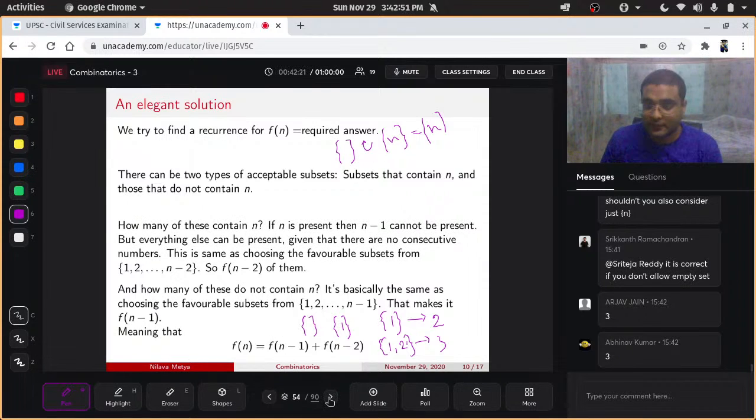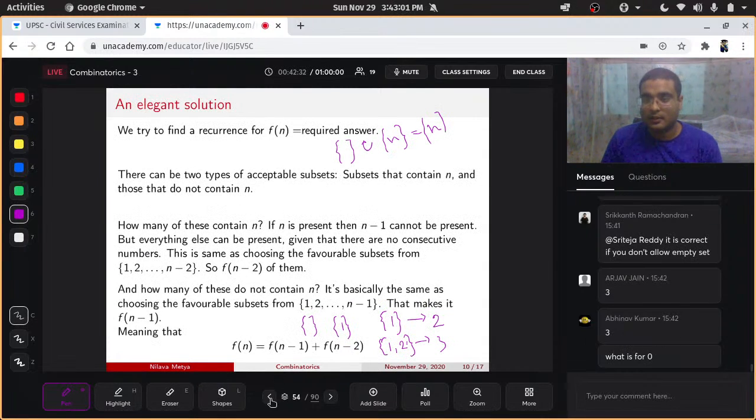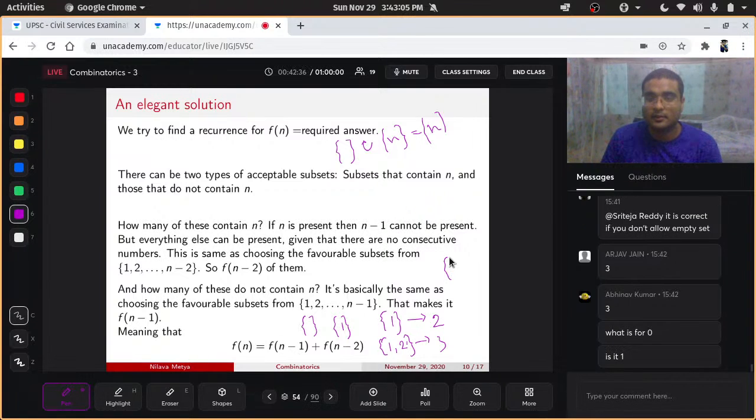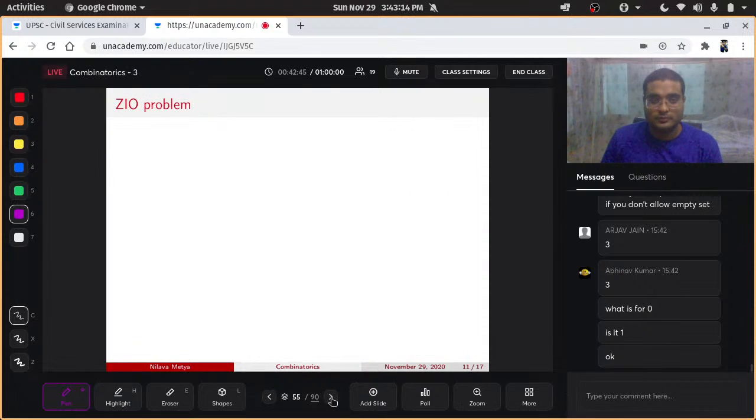It's fine if you ask your doubts. Now, what is it for 0? If you have the empty set, it's just 1. For the empty set, it is just 1. 0 corresponds to the empty set, right?